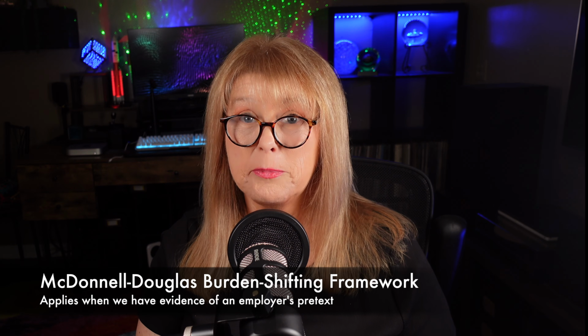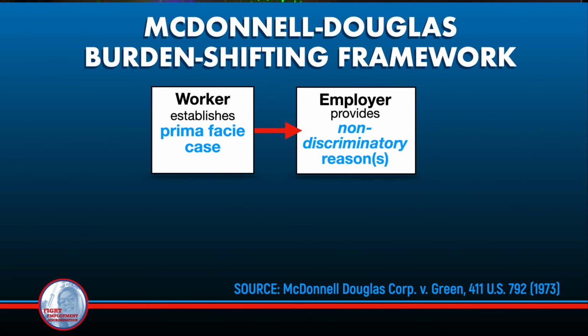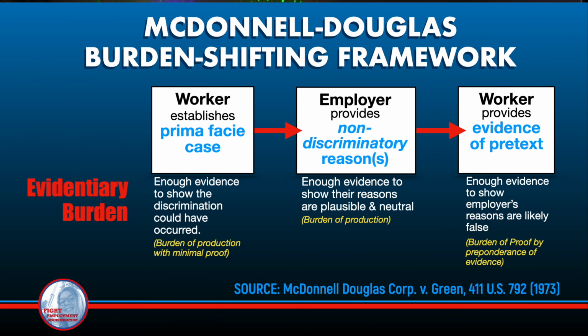Next, we want to be familiar with the McDonnell Douglas burden-shifting framework, which isn't a standard per se, but does apply to all discrimination cases and retaliation cases, regardless of what stage of the process we're at. First, we have to establish our prima facie case, and that means we have to show some basic facts that show the discrimination could have occurred. And once we do that, our employer can offer a legitimate, non-discriminatory reason for whatever they did. And once they've stated their reasons, we can refute them by showing evidence that the reasons they gave are pretext.